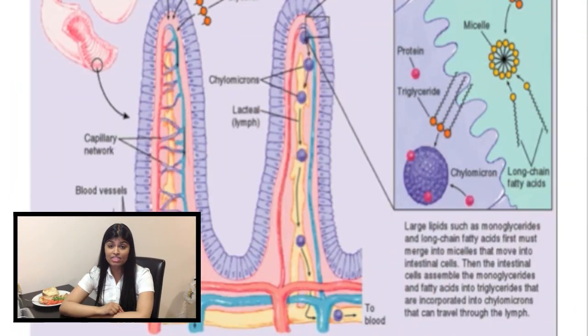The final macromolecule is our favorite, lipids. Most of the digestion occurs in the small intestine with the help of pancreatic lipase. When lipids enter the small intestine, there's a hormonal trigger that starts the production of bile. Bile is used to take large lipid particles and break them into smaller particles. This process is known as emulsification.